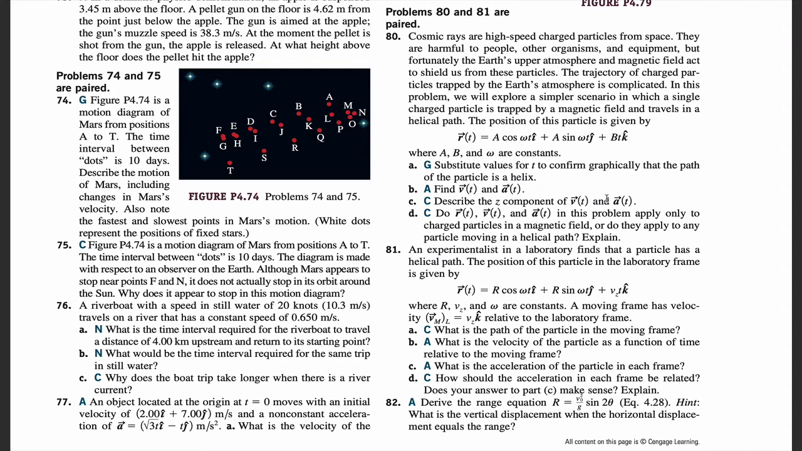In this problem, we will explore a simpler scenario in which a single charged particle is trapped by a magnetic field and travels in a helical path. The position of this particle is given by this vector. A, B, and omega are constants. So we have 4 parts to this problem, it looks like. Part A, substitute values for t to confirm graphically that the path of the particle is a helix.